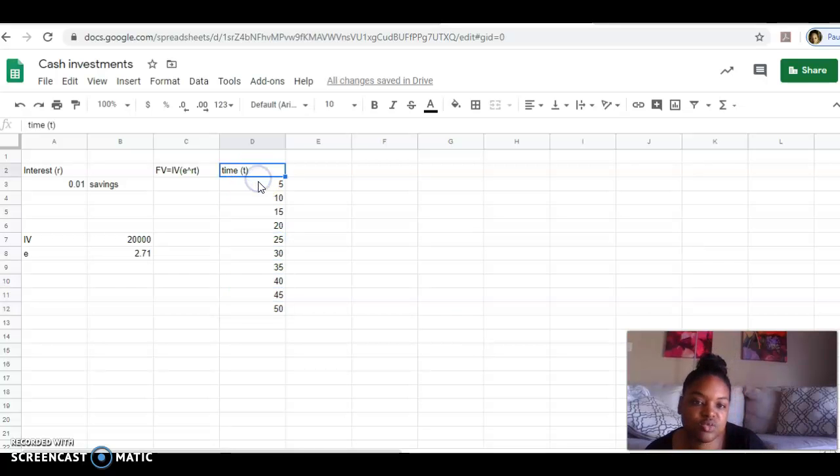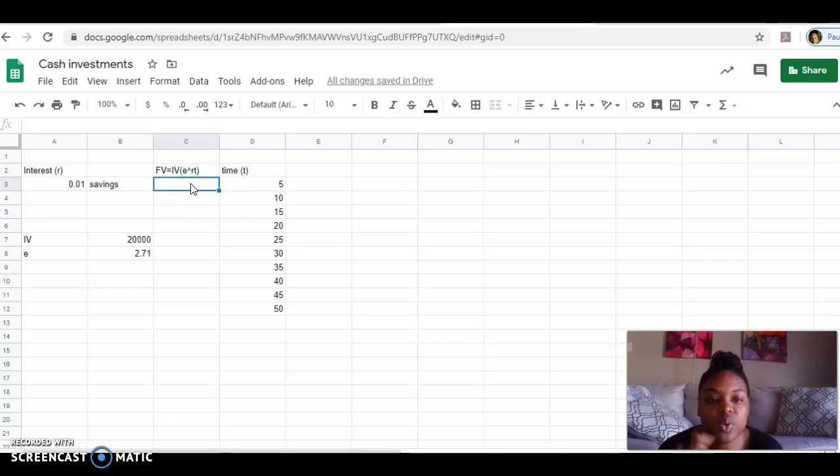So just to clarify, this represents 5. This is 5 years. So this is how much is going to be in the account after this. I use this when I want to know how much is going to be in the account after 5 years, after 10 years, after 15 years, and so on.